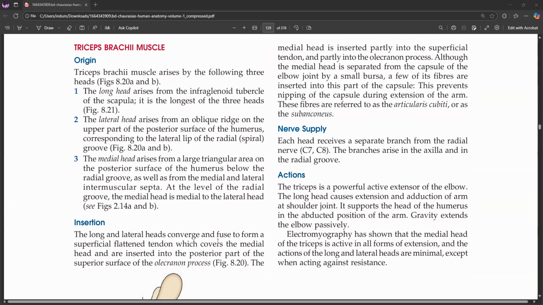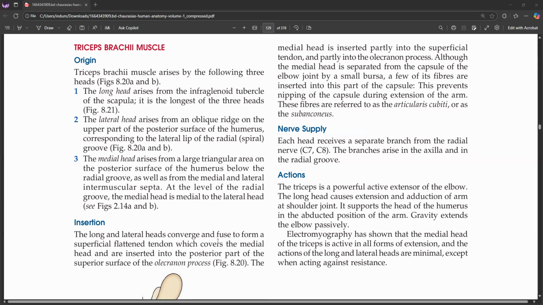Number 2. The lateral head arises from an oblique ridge on the upper part of the posterior surface of the humerus, corresponding to the lateral lip of the radial or spiral groove, figure 8.20a and b. Number 3. The medial head arises from a large triangular area on the posterior surface of the humerus below the radial groove, as well as from the medial and lateral intramuscular septa. At the level of the radial groove, the medial head is medial to the lateral head. See figures 2.14a and b.